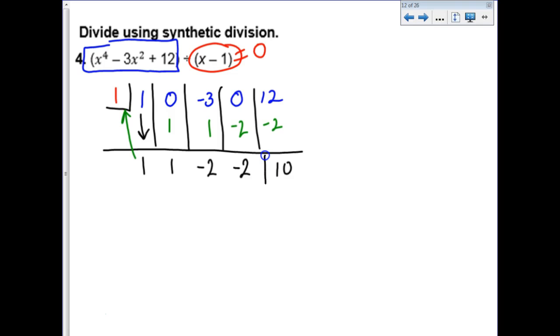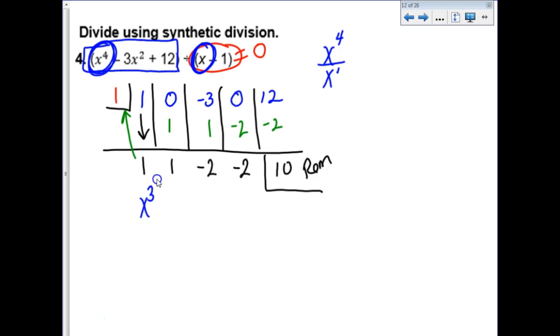This last number is something special to the problem, though. What is this last number? That's the remainder. So if they want me to write the quotient out, the downside to synthetic division is you don't actually get an answer once you perform it. You get the coefficients to your answer. So your lead term is x to the 4th, and you were dividing it by the lead term of x to the 1st. So your first term of your quotient is going to be 1x to the 3rd.